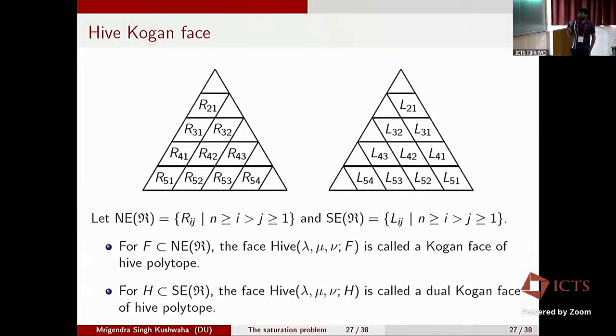So let me define what are called hive Kogan faces. Now we focus only on the northeast rhombi and the southeast rhombi. The northeast rhombus is labeled by R21, R31, R32 like that. Let NE(R) denote the northeast rhombi and SE(R) denote the right-slanted southeast rhombi. For any F in the subset of northeast rhombi, this face is called a Kogan face for the hive polytope. And if H is a subset of southeast rhombi, this face is called a dual Kogan face for this hive polytope.